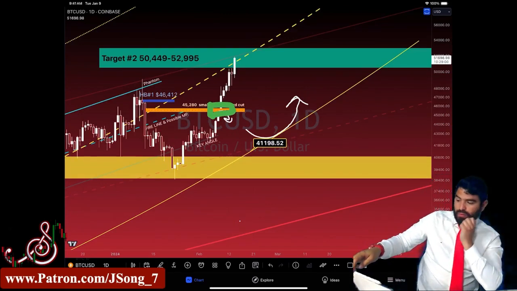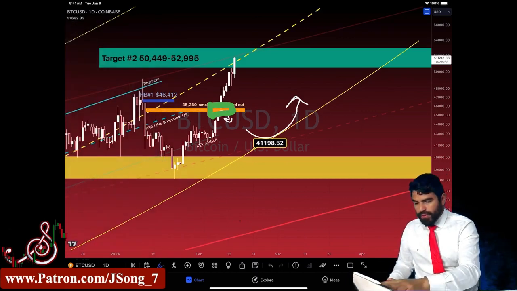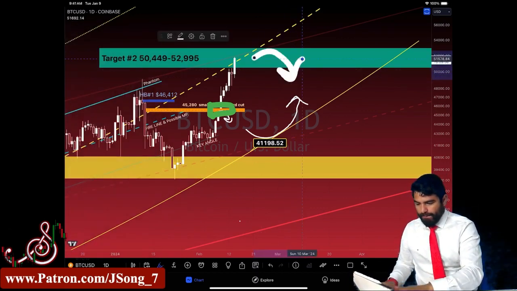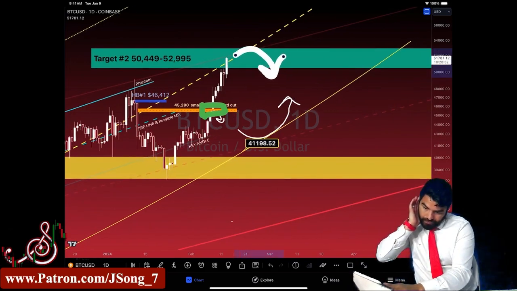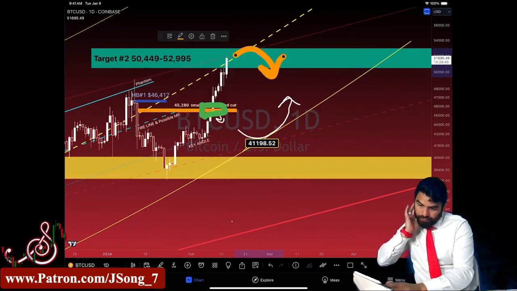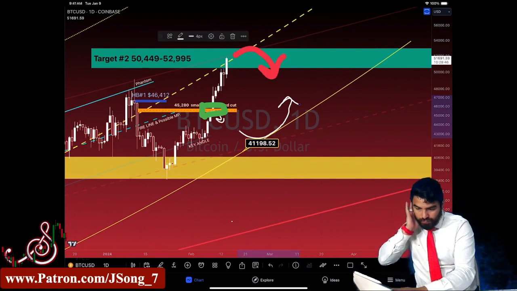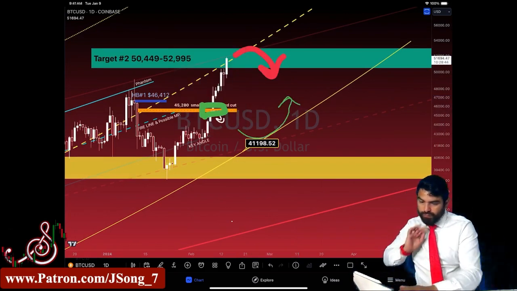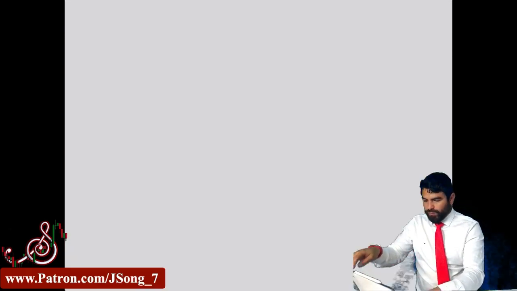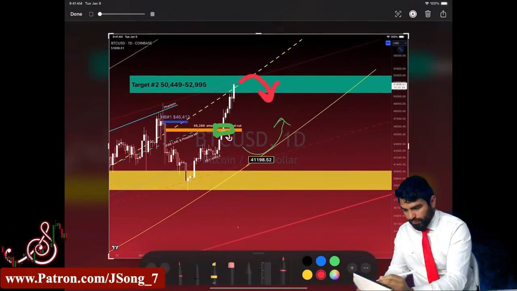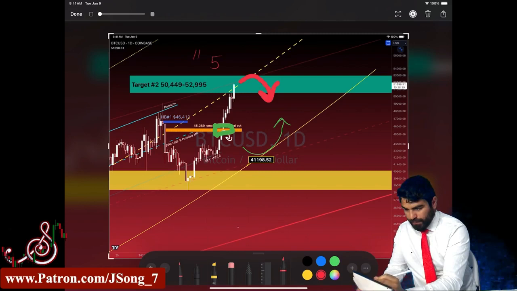That's the area that I'm looking for. I believe I'm being shown that. Really? 41. Yeah, and I mean, there's an interesting fractal where Bitcoin went to 52 and then came down to 41 in the past. So yeah, I'm definitely considering that.